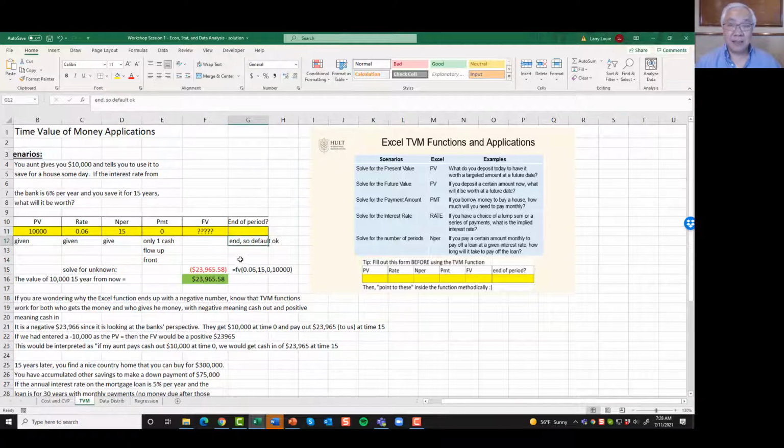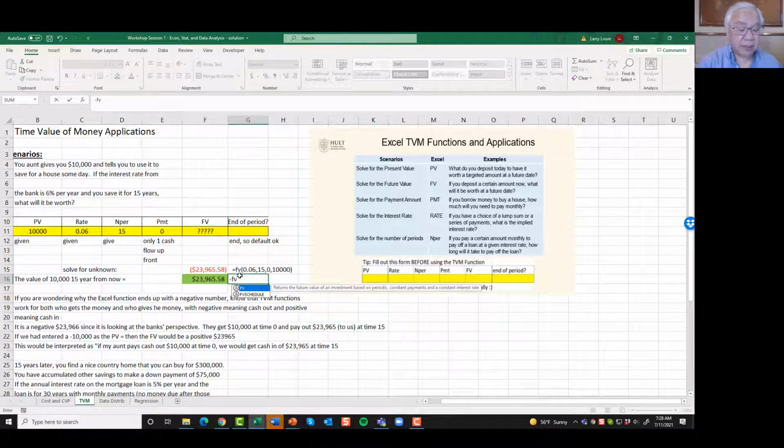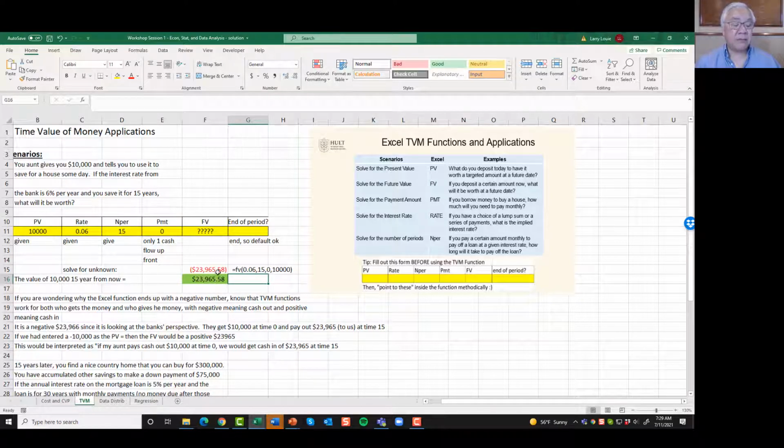End of period is okay since all the compounding and our withdrawal of money is at the end of the 15th year. So our answer, if we plug in the numbers, is FV, open parens, and it walks us through. You'll see underneath here, it tells you what the numbers are. You simply point at rate, then comma, per, comma, payment, make sure you put in 0 because it needs that parameter, and then PV, close parens, and you get your number, which is 23,965.58.